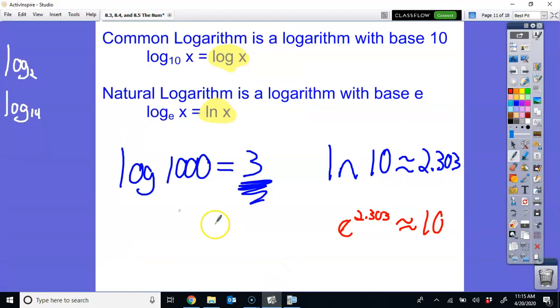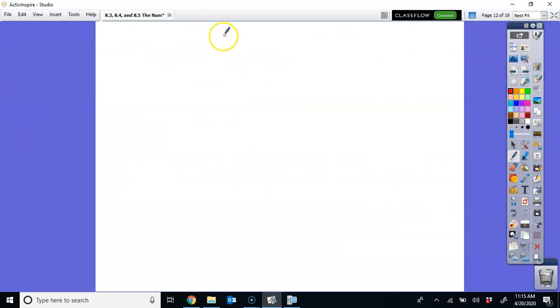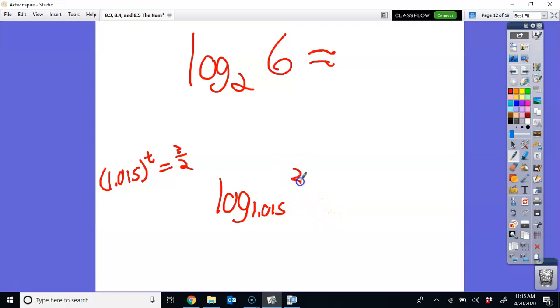Well, Mr. Harrison, that still doesn't really help me out when it comes to how do I get the answer for that one you did a while ago? I'm still wondering. Log base 2 of 6. 2 to what power is 6? How did you get 2.585? Or how do I do that bank account example where I was looking for the 1.5% interest? How do I do log base 1.015 of 3/2 to get my t?